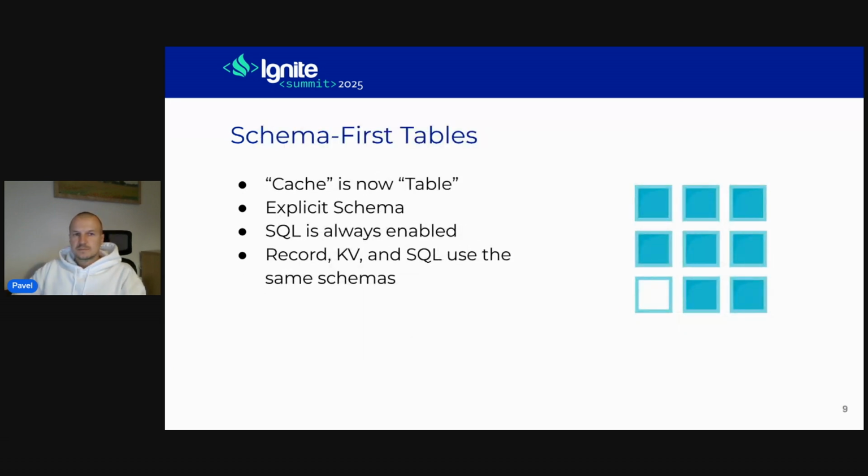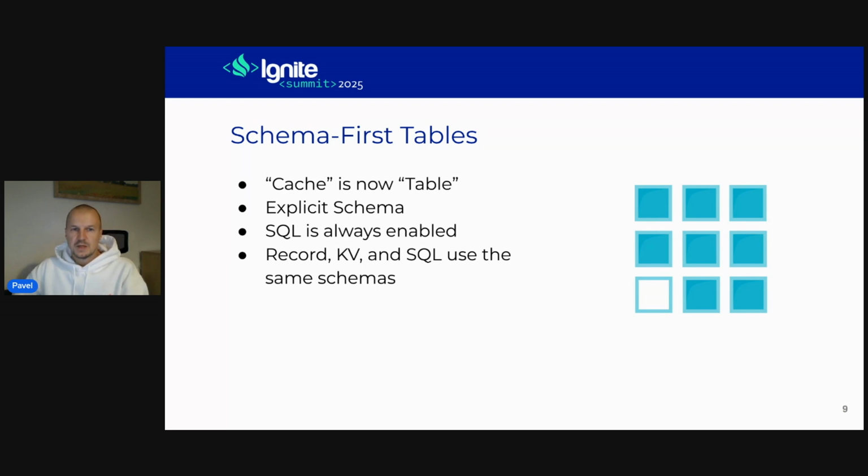Schema-first tables. First of all, we replaced the legacy term cache with the term table, which reflects the reality better and should be more familiar to new users. Then, the big change is explicit schema. Ignite used to be schemaless. It would accept any data into any table or cache, then infer the schema from data for internal needs. This has all the advantages and disadvantages of a NoSQL or a document-oriented database. We found that most users appreciate the relational programming model with SQL and strict schema validation, as it guarantees data consistency and ensures correctness of your application.